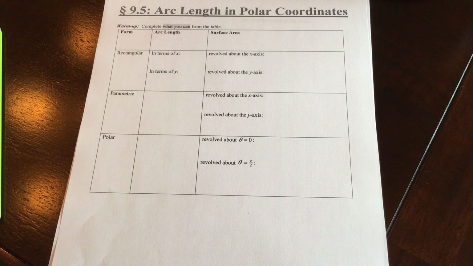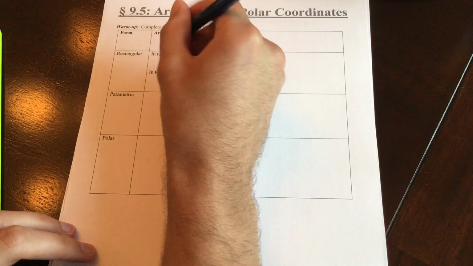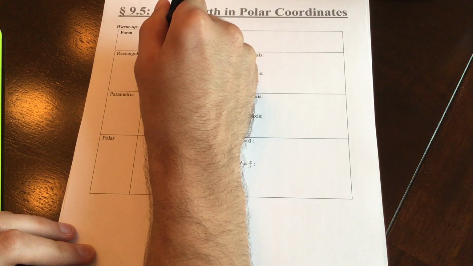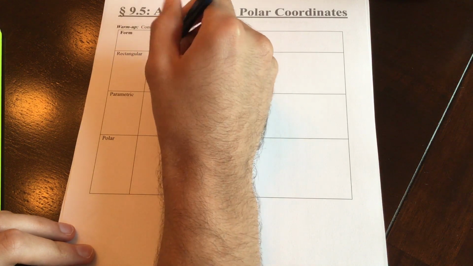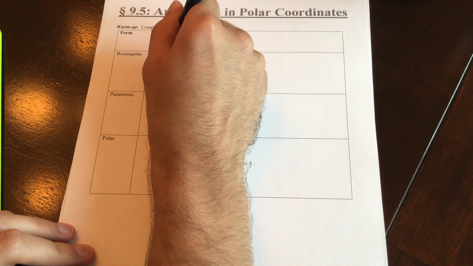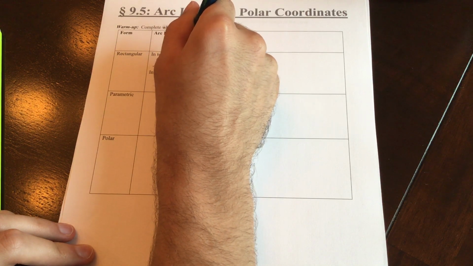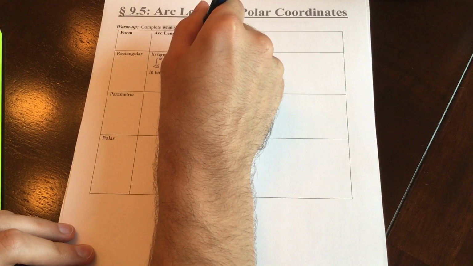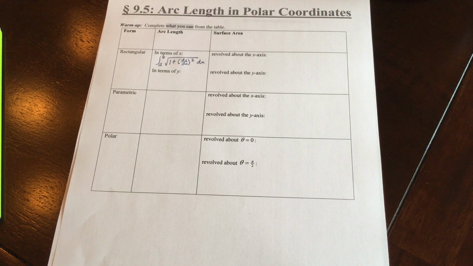Starting with rectangular form, let's just do arc length in terms of x. So rectangular form for arc length in terms of x would be the integral from a to b of the square root of 1 plus dy dx squared with respect to x. The big square root being there because this was derived from the distance formula.